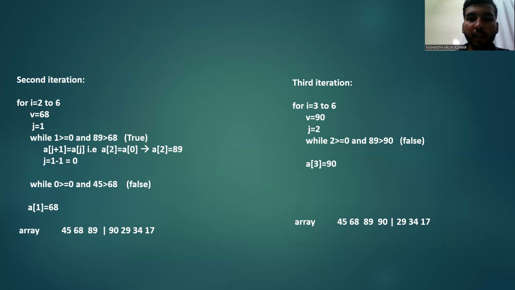89. The third iteration is for i equals 3 to 6. v is equal to 90. j is equal to 2. While 2 is greater than or equal to 0 and 89 is greater than 90, it is false. A of 3 is equal to 90. Then the array will be 45, 68, 89, 90.